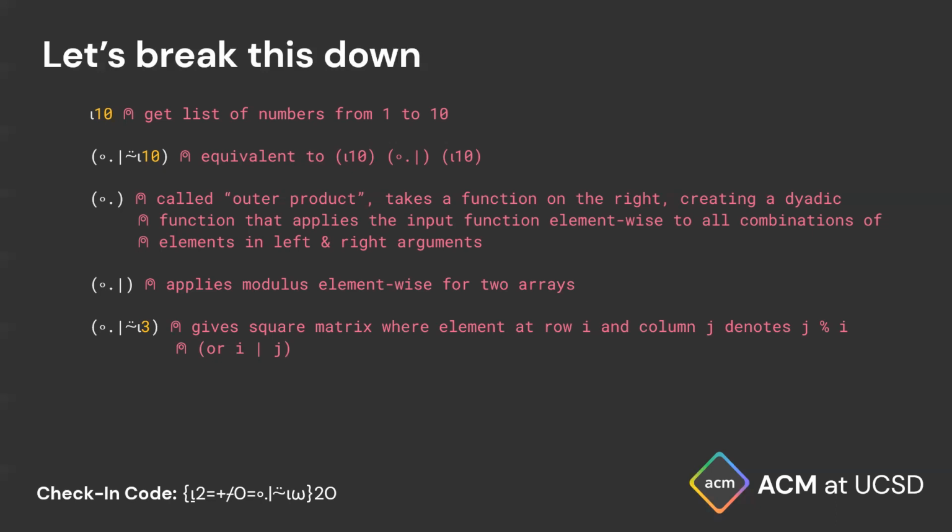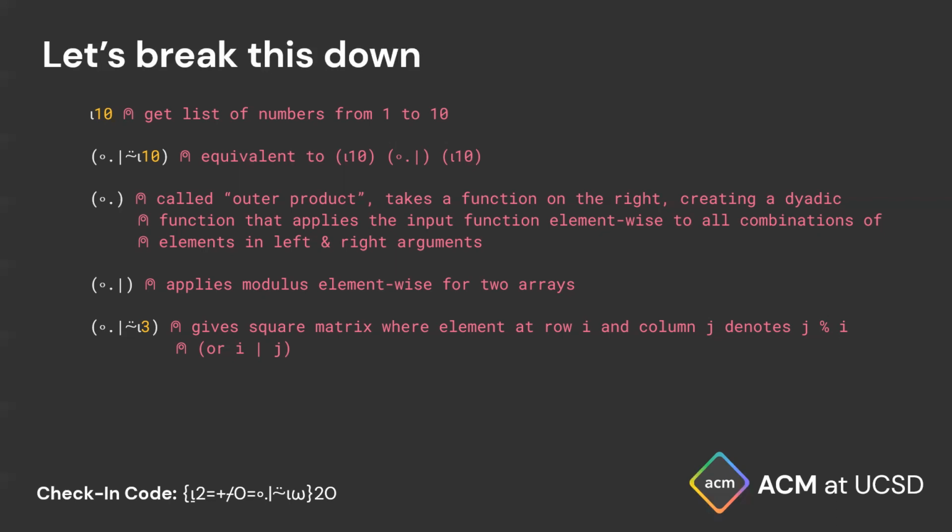Now coming to the dot, the circle and the dot. That takes a function on the right, and the output is a function that applies that function element-wise for elements on the left and right. What does that mean? As I've explained below, circle dot bar applies the modulus symbol for 2 arrays element-wise, which means it will take 1 element from the array on the left and 1 element from the array on the right, and combine them. It will do this for every possible combination of elements on the left and right.